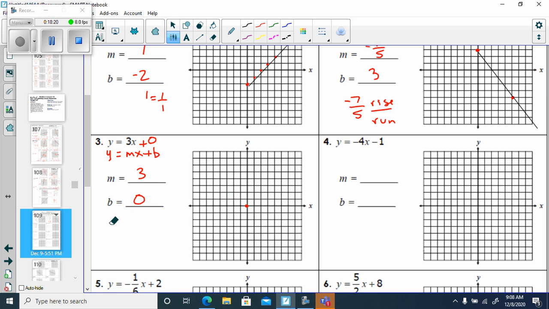Okay, and then our slope is 3. That means our rise over our run. Well, you don't have anything under there. What can I divide 3 by and not change it? 1. 3 divided by 1. So our slope is 3 over 1. That means we rise 3 and we run 1. Up 1, 2, 3, and over 1. Okay? Now let's go ahead and plot this.